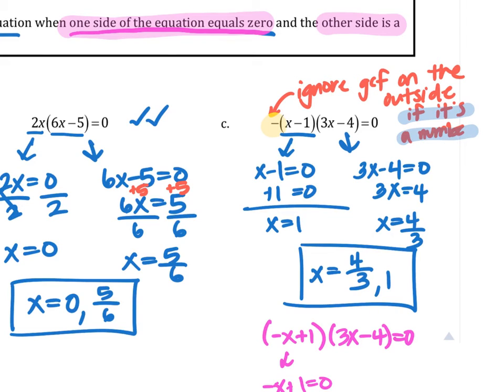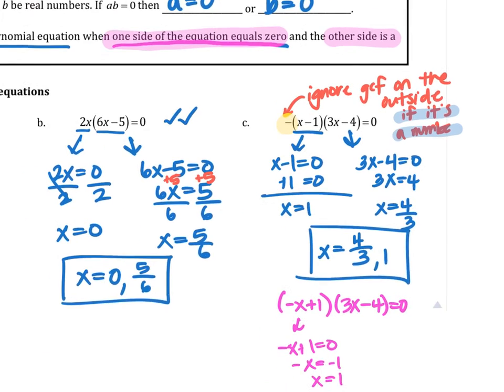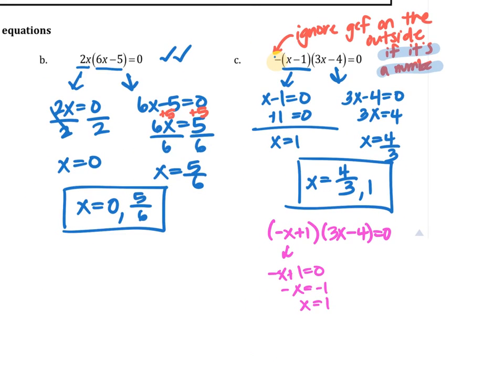And here's why. If you look down here, I just copied the problem again, but I distributed that -1 into both terms down here. And notice when I set the binomial equal to 0, instead of x minus 1, I have -x plus 1, which is the same thing, with the -1 out front distributed in, and I solve it. Notice I still get x equals 1. So again, when we have a GCF that is a number, we can ignore it because it's not going to affect our solution.